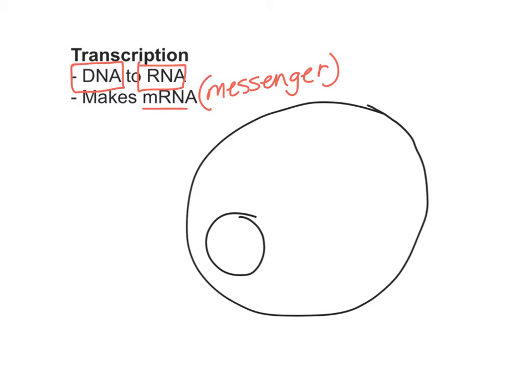So remember, we have the DNA hanging out here in the nucleus, and we make a single-stranded copy of the RNA in the nucleus, and then that single-stranded copy of the messenger RNA can go out of the nucleus into what we call the cytoplasm of a cell. Okay, so that's a general idea behind transcription.